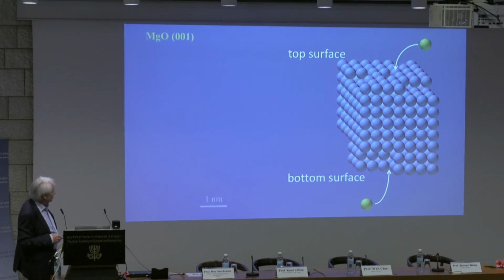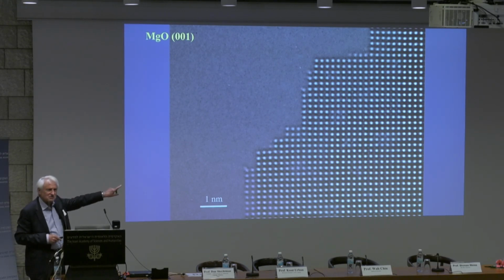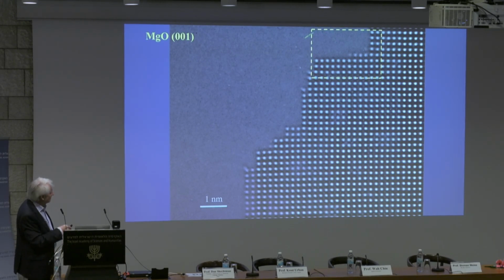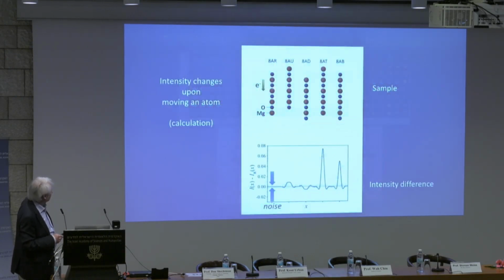The sample is magnesium oxide 001, and you see intensity variations. These are now converted into the atomic image of the surfaces, and we will get data mainly for this part of the crystal. So this is the fit between experiment and simulation, and there is no adjustable parameter, and you see the fit is excellent. It's elaborated here in detail, but that's not important here.